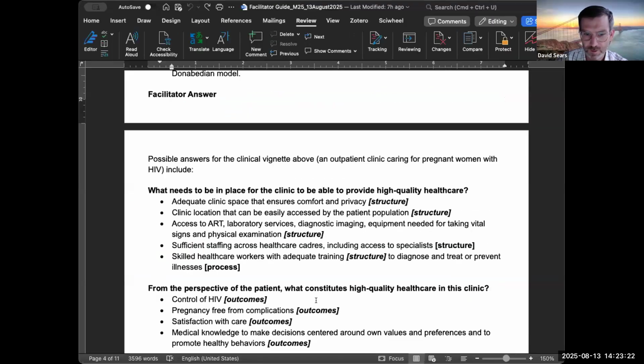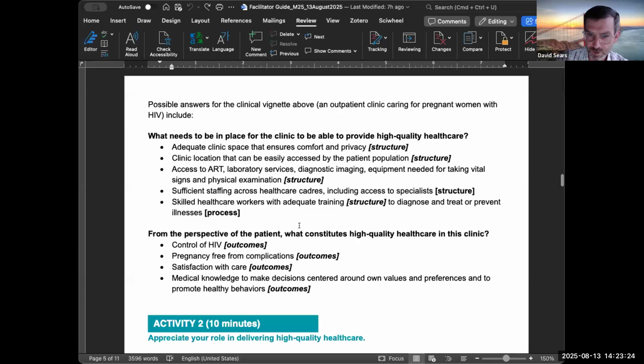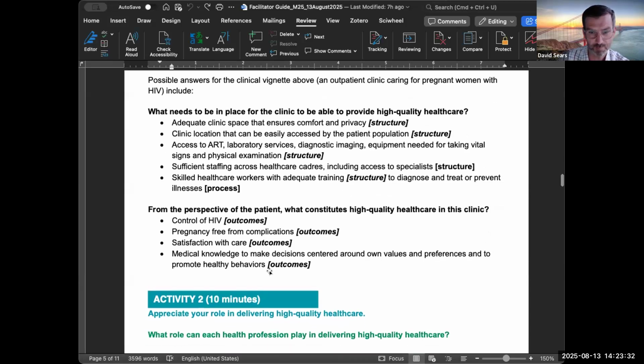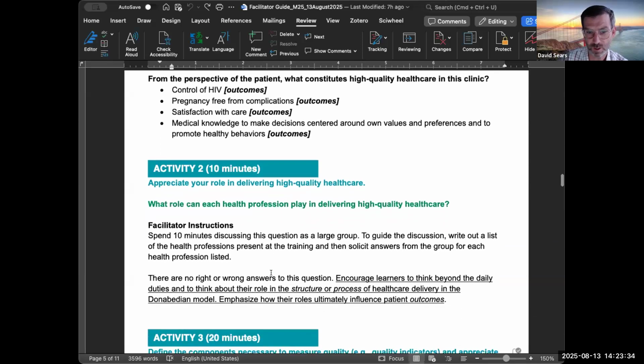So I'm going to bump back over to the facilitator guide. There are sample answers in here for the facilitator if they want to add to answers that learners have given. And that's at least a summary of activity 1.